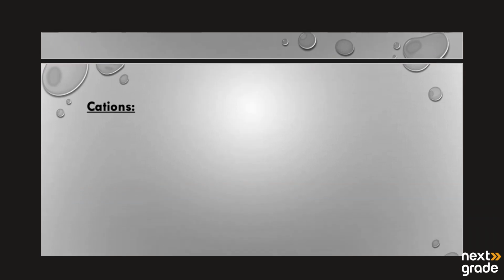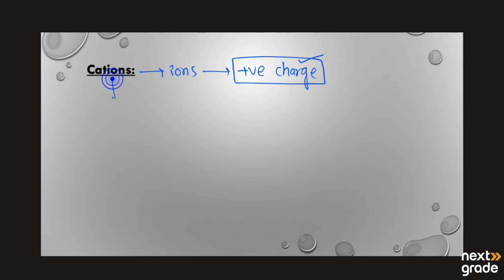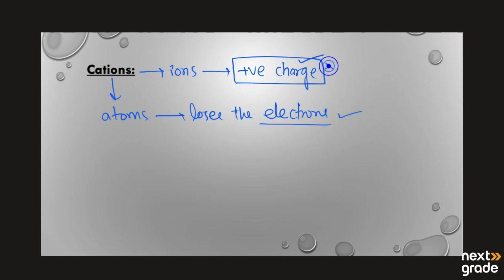Let's look at how cations are formed. Cations are the type of ions that have a positive charge. When cations are formed, the atoms acquire a positive charge, because atoms lose electrons. When an atom loses electrons, it acquires a positive charge and changes into an ion, known as a cation. For example, if we have a sodium atom, its atomic number is 11. It means it has 11 protons and 11 electrons.